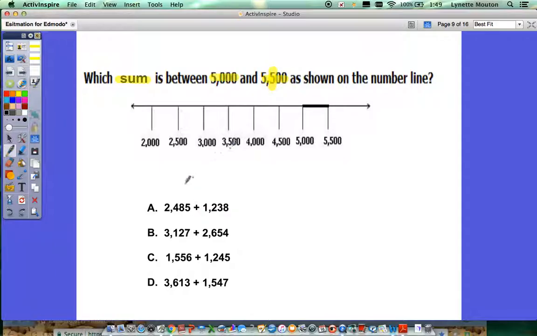So this one would become 2,500, because that 48 rounds up, plus 1,200, 3,100, and 2,700, because the 65 becomes the 70, 1,600, and 1,200, 3,600, and 1,500.